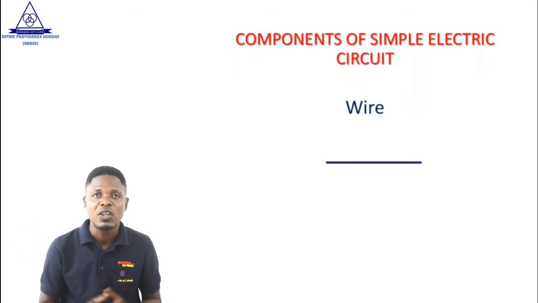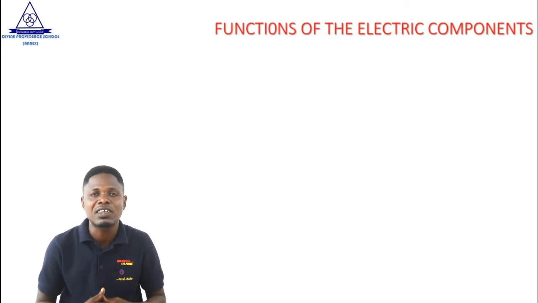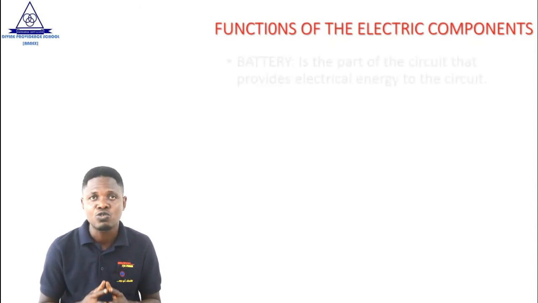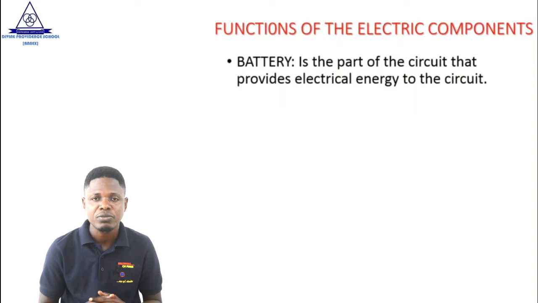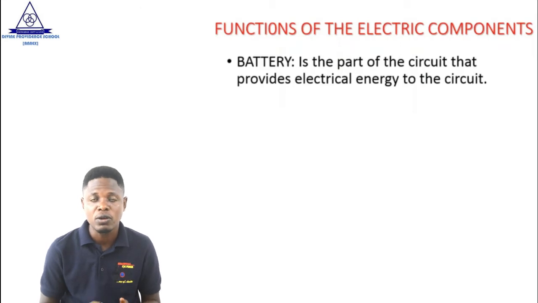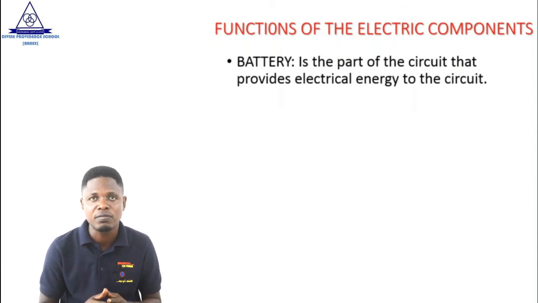So now let's move on to another thing. Functions of the electric component. The component that we saw, let's look at their functions. So first of all, the battery. Before you get an electric circuit, the battery is very, very necessary, very important. Are you following the lesson? Wonderful. The battery is the part of the circuit that provides electrical energy to the circuit.